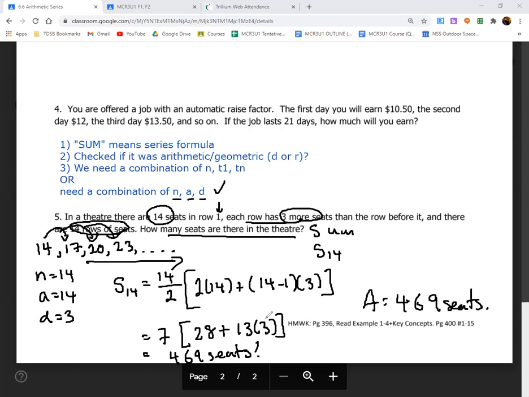Yes, that's essentially what you're doing. This part right here is the last number, right? That's 14 plus 13 times 3 is the last number. And then you added one more 14. That's the first number. It's exact same thing. Okay.